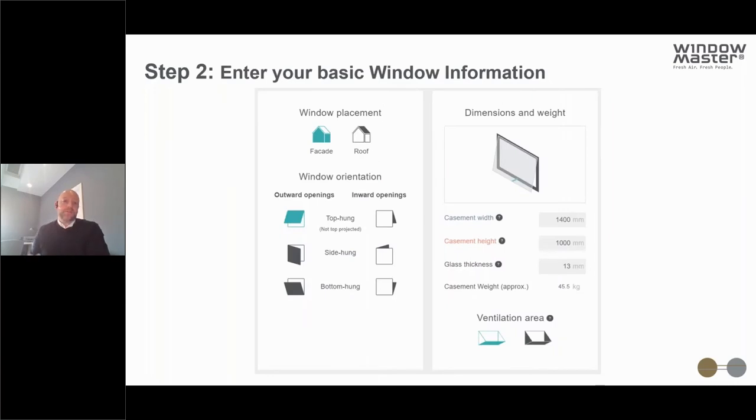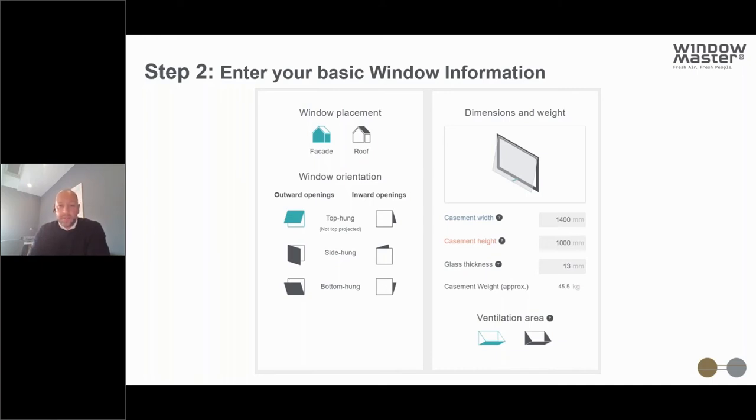And all you need to do from this point is enter the basic window information. So whether it's a facade window or roof light, the orientation of the window, whether that be outward or inward, top, side, or bottom hung. Then you can enter the dimensions of the window, and either the glass thickness, which is probably the easiest way of doing it, or the casement weight if it's something more challenging or perhaps doesn't have glass in it, but you do know the weight.